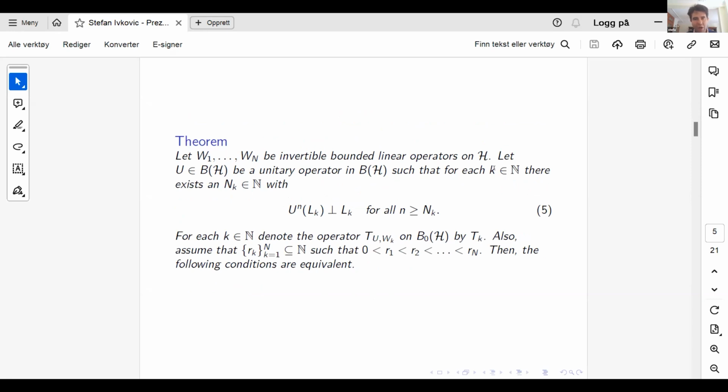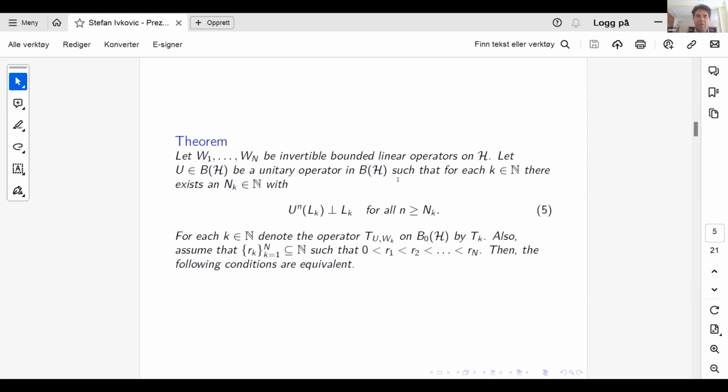Namely, for each k, there should exist a constant n_k such that this relation holds for all n greater or equal to n_k. This means that U^n of L_k is orthogonal to L_k. And then, to simplify notation, the operators T_{U,W,k} we will simply denote by T_k. And then we also choose a finite sequence of natural numbers, which is supposed to be strictly increasing.